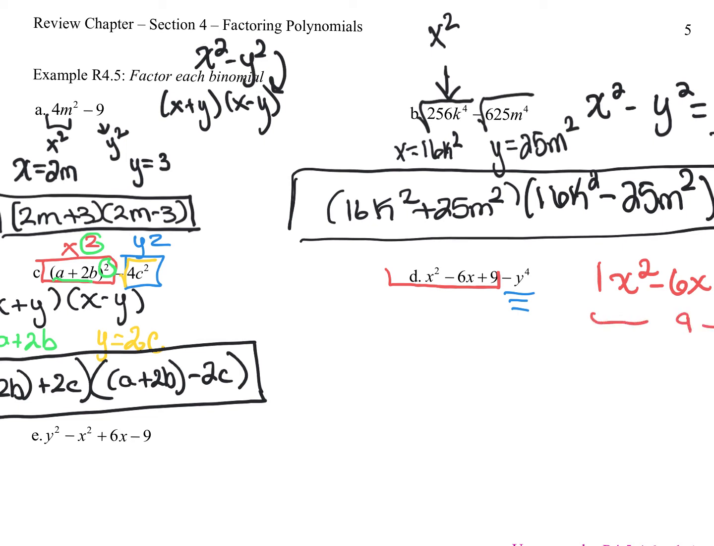1 times 9 is 9. Two factors of 9 that make 6. Well, 3 and 3 make 6. They need to multiply to be a positive 9, but add to be a negative, so negative 3 and negative 3. So x squared minus 3x minus 3x plus 9.